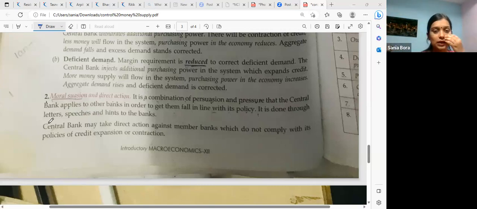It is done through letters. For example, I am the central bank and I'm sending letters to everyone that you should do this, this, this. Or I can present a speech where I mention to all the banks that these are good schemes. Or I can give them a hint like that.